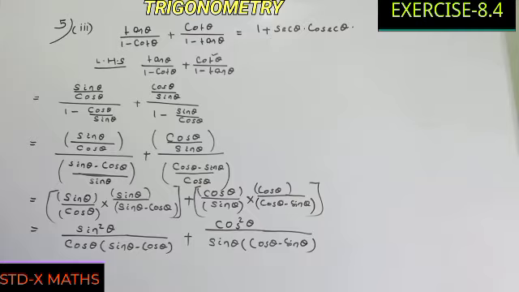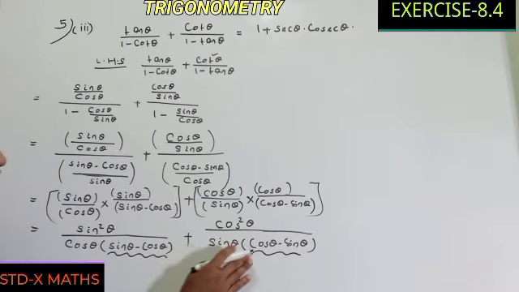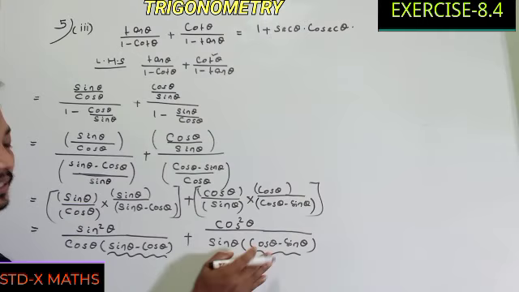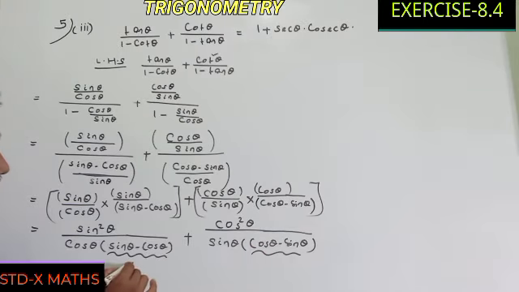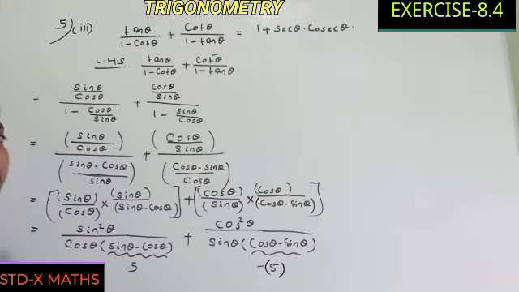See clearly, one thing I want to show: here it is sin theta minus cos theta, and here it is cos theta minus sin theta. Suppose here it is 5, one factor, and here it is minus 5. So whenever I take minus as the common, within the bracket 5 will be there.